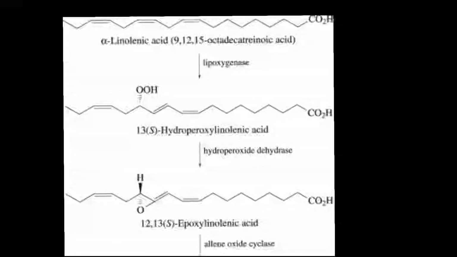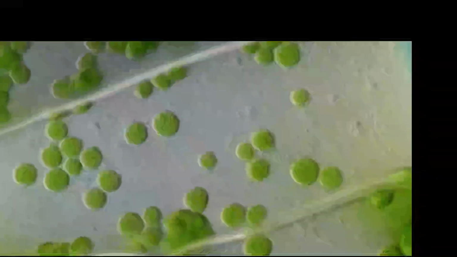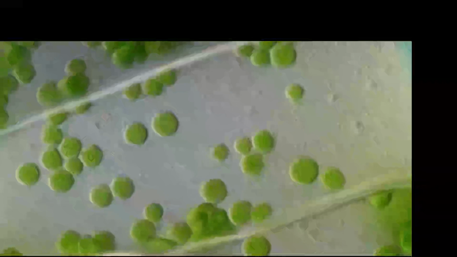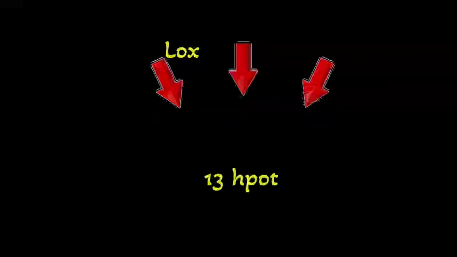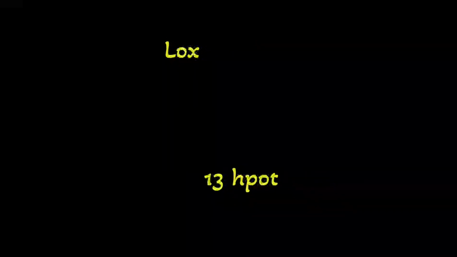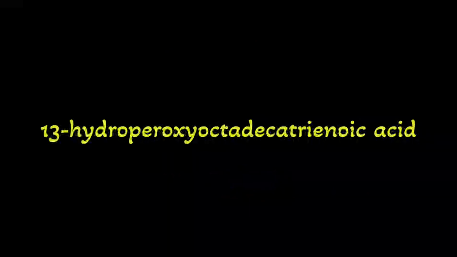So biosynthesis of jasmonic acid: jasmonic acid is synthesized through the octadecanoid pathway, which occurs in several cellular components. Initiating in the chloroplast, jasmonic acid biosynthesis begins with alpha linolenic acid. It is released from the membrane lipid by lipase enzyme, then LOX converts alpha linolenic acid into 13-HPOT. What is this 13-HPOT? Hydroperoxy octadecatrienoic acid.